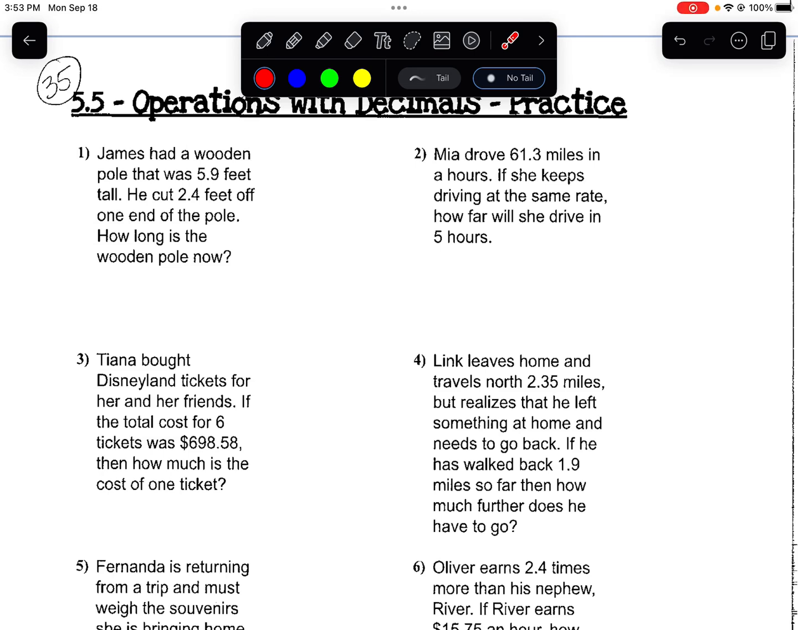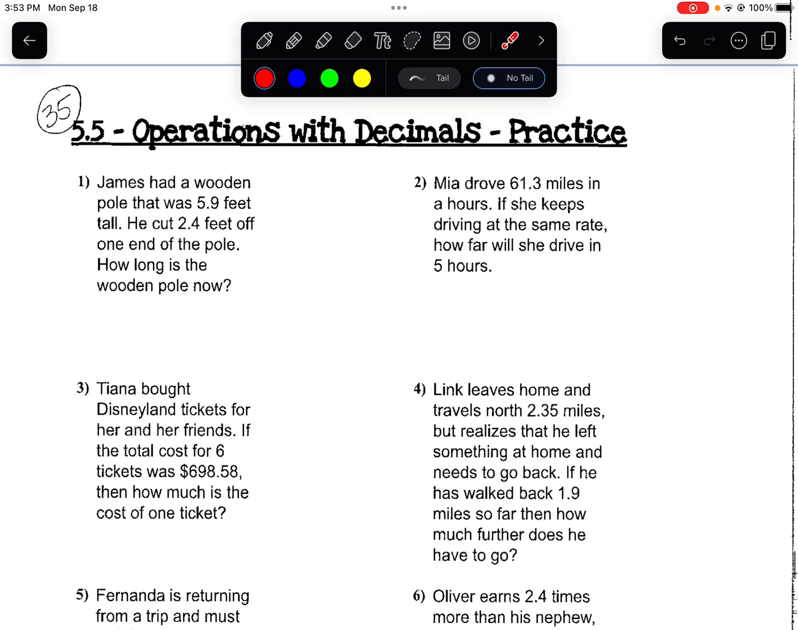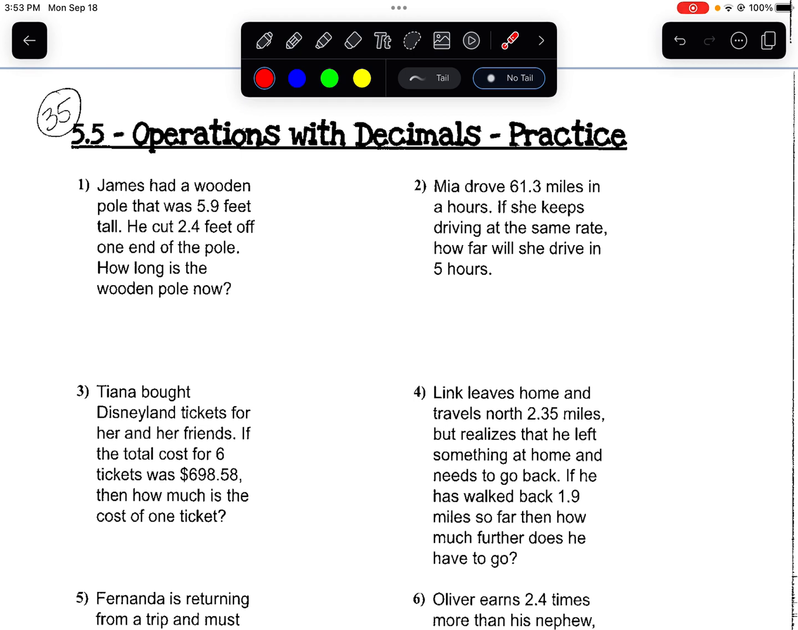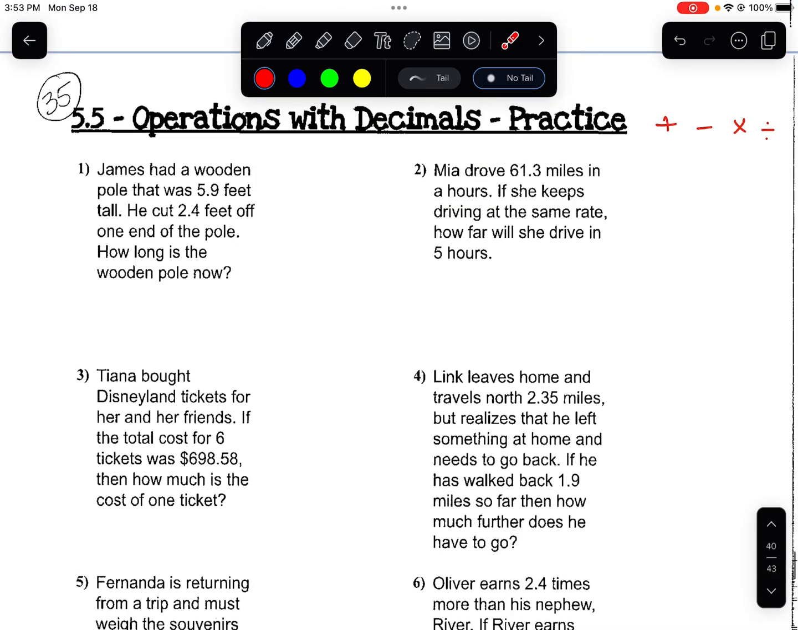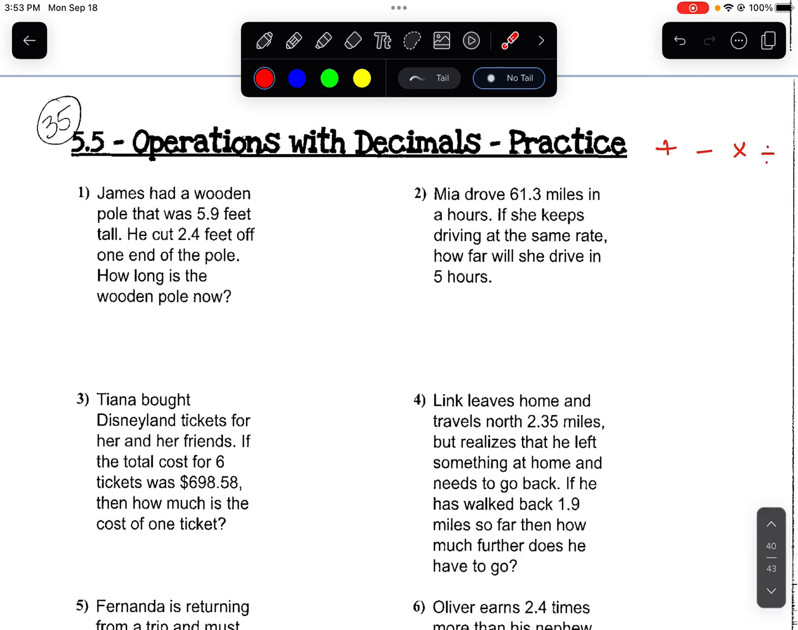In this video, we are going to learn about setting up word problems that involve decimal operations. So things like adding or subtracting or multiplying or dividing. So let's begin. We're going to focus more on setting up the word problems in this set of notes, and not so much on actually solving them. But let's go ahead and start with number one.